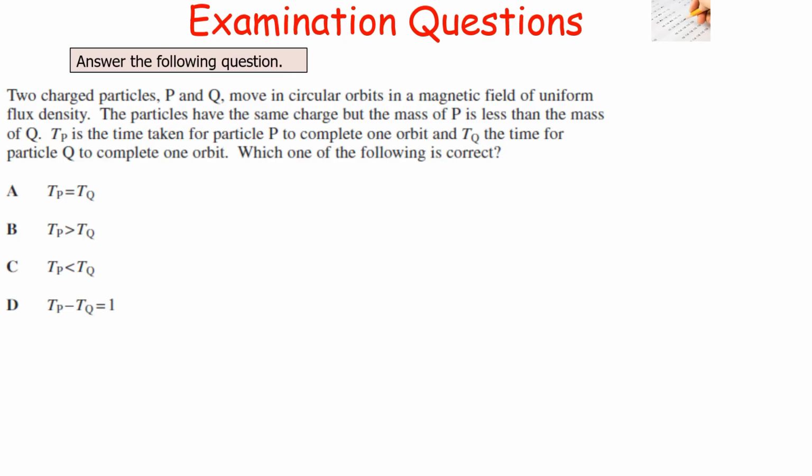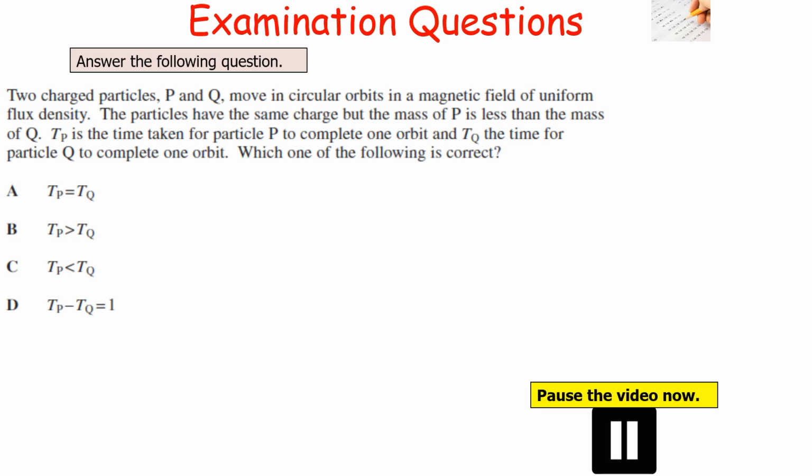The next question says two charged particles P and Q move in circular orbits in a magnetic field of uniform flux density. The particles have the same charge, but the mass of P is less than the mass of Q. Time TP is the time taken for particle P to complete one orbit, and TQ is the time for particle Q to complete one orbit. Which of the following is correct? So pause the video now, then unpause the video when you want to go through your answer.